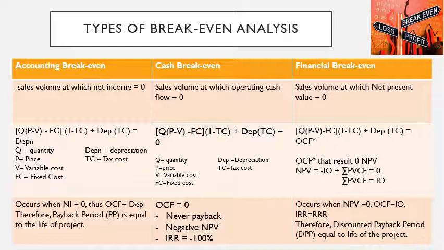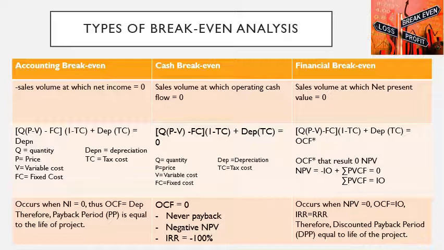For cash break-even, it is the sales volume at which operating cash flow is equal to 0. So we have to find Q when OCF equals 0: (QP - QV - FC)(1 - TC) + D × TC = 0. When OCF equals 0, we have no payback period. If we don't have any payback period, then we get a negative NPV, and IRR also shows negative 100%.